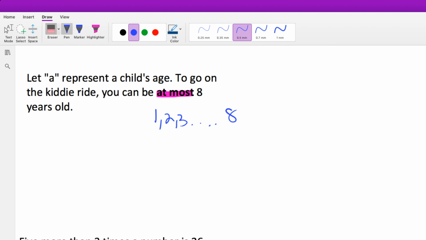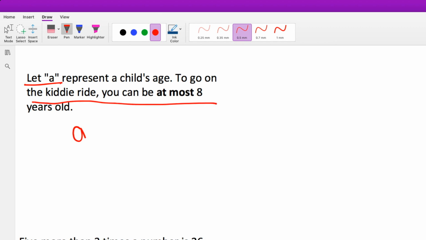So what does at most mean? At most means less than or equal to. Because we can be less than 8, we can be 7 or 6 or 5, but we can also be 8 and still be okay to get on the kiddie ride. So how do we do this? The question says, let A represent a child's age. So we're going to put A down on our paper. To go on the kiddie ride, you can be at most 8 years old. So age has to be less than or equal to 8 years old. That's all you have to do, and that's really how easy it is to do these types of problems.